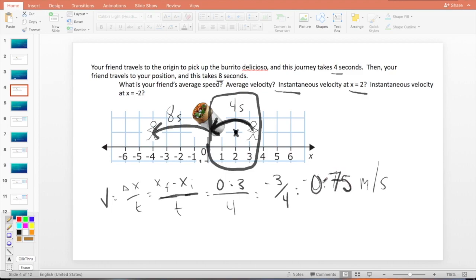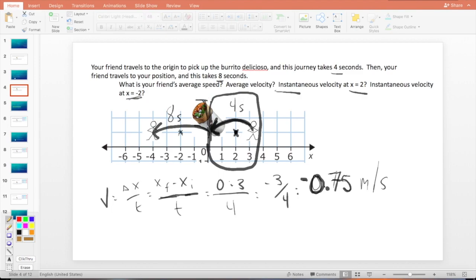That's their instantaneous velocity when they are right here. And once again, what does the negative mean? Does negative mean they're going really slow? No, not at all. That negative means direction. They went to the left. All right, let's find the next instantaneous velocity at x equals -2.